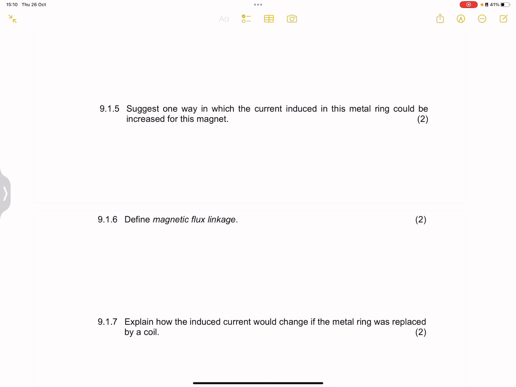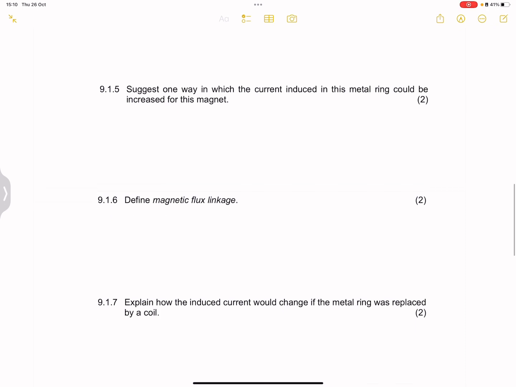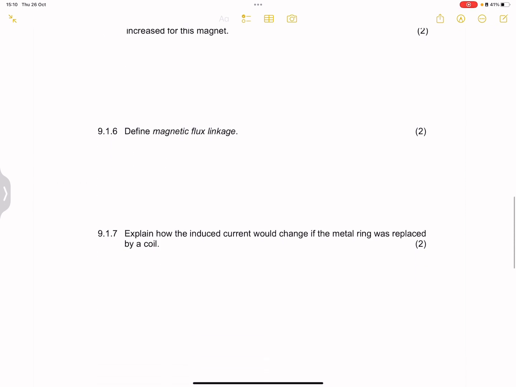Remember that the faster we move the magnet, in this case, the more we can actually cause a change in the magnetic flux, and the greater the change in the magnetic flux, the greater the induced EMF in that case. Okay, now the next part, they say define magnetic flux linkage.